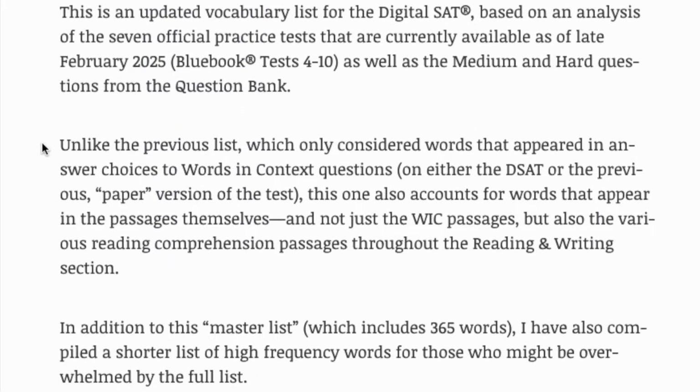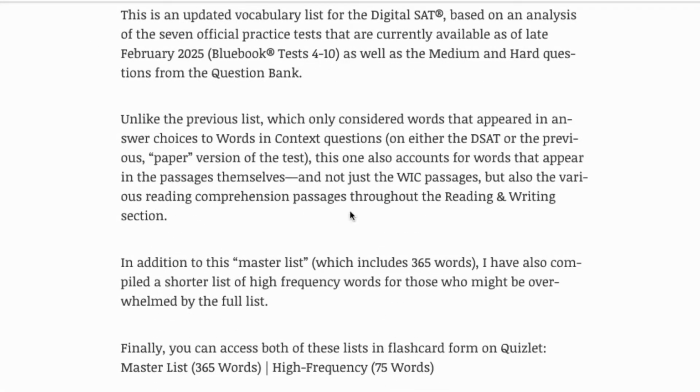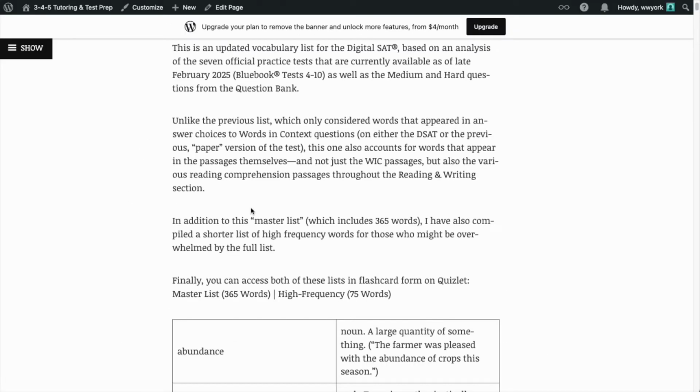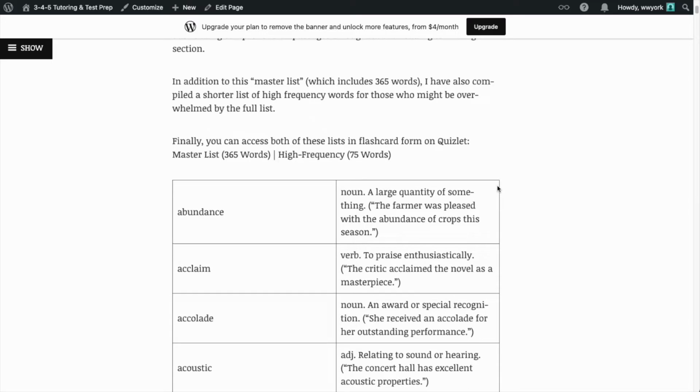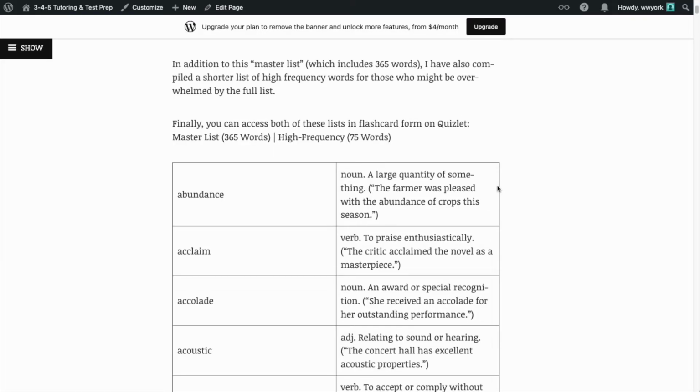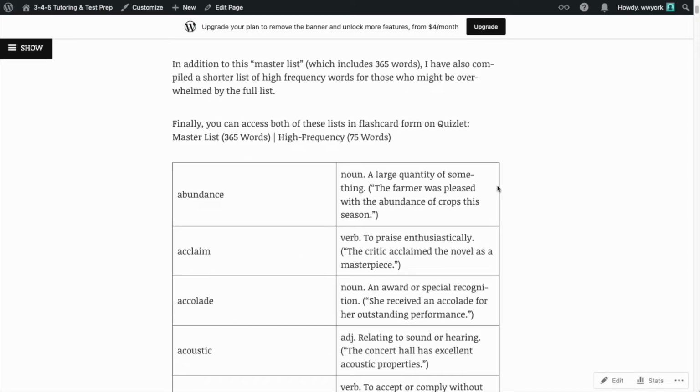And then as I elaborate here, unlike the previous list that you can find elsewhere on my blog, this new one accounts for words that appear not just in answer choices, but also in the various reading comprehension passages throughout the reading and writing section. Basically all passages, more or less, throughout the section. Focusing on words that are of that same kind of level that you encounter in the words and context questions. So not bringing in technical science words that might appear here or there, but words that you are likely to actually encounter in the passages and in the answer choices.